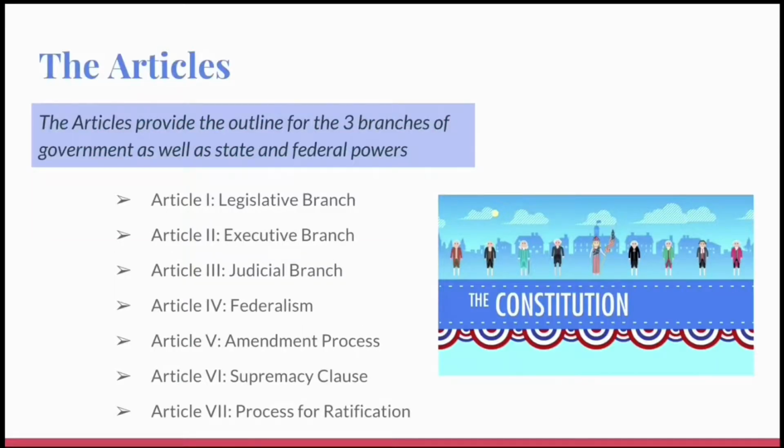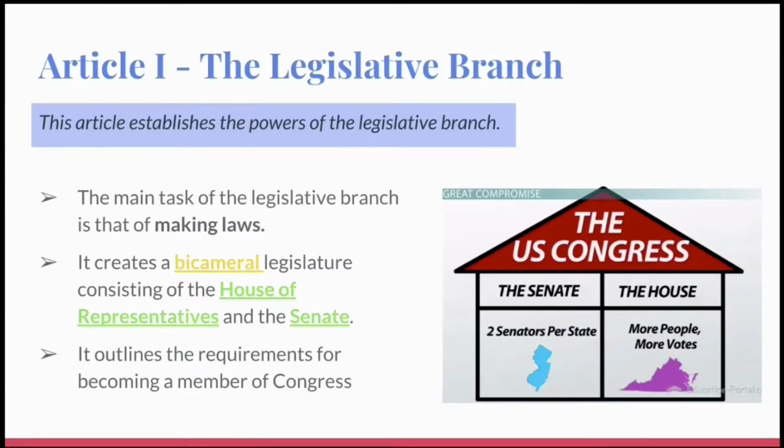The next part is the articles. These provide the outline for the 3 branches of government, and they also talk about state and federal powers. So Article 1 is going to be the legislative branch. This article establishes the powers of the legislative branch, whose main task is to make laws. It creates a bicameral legislature, which we're going to talk about what that means later.